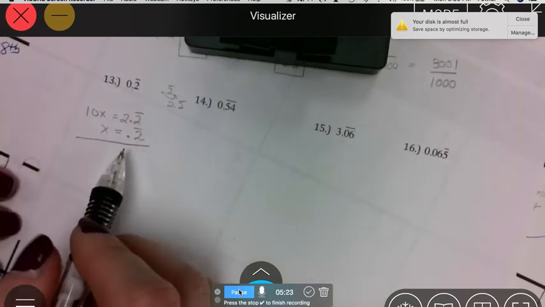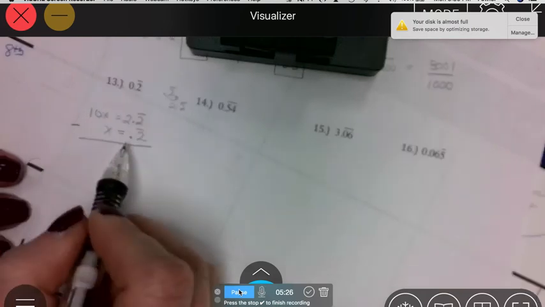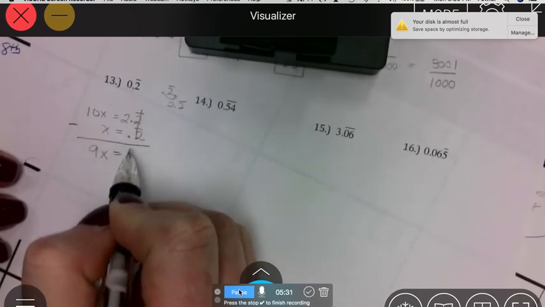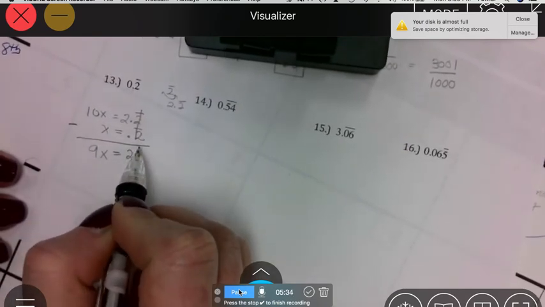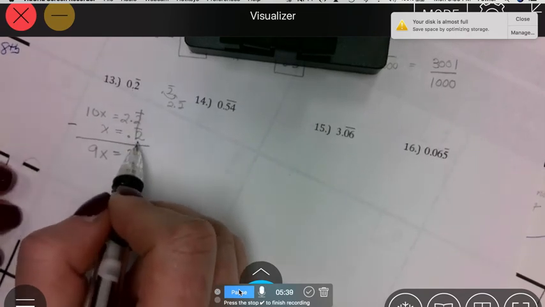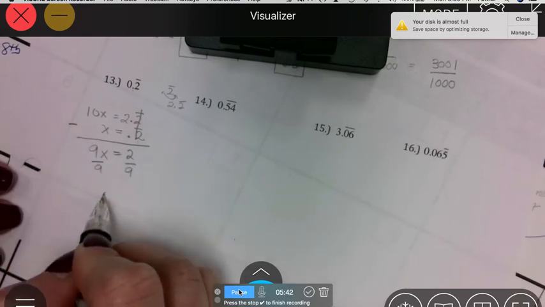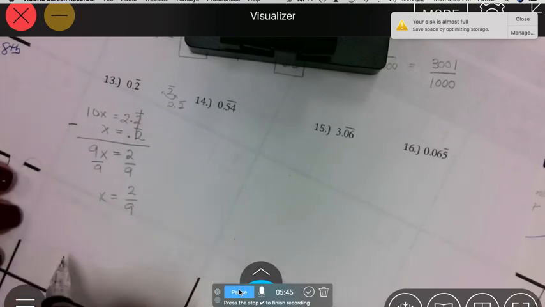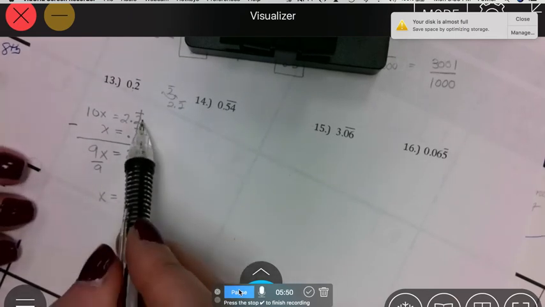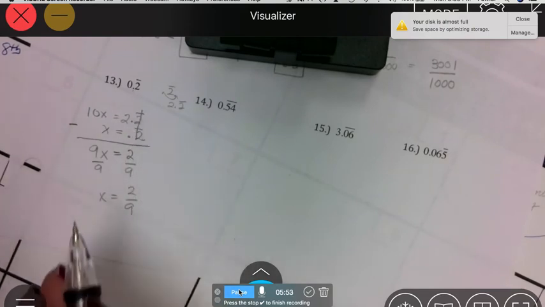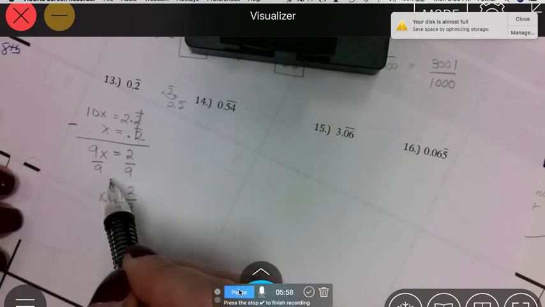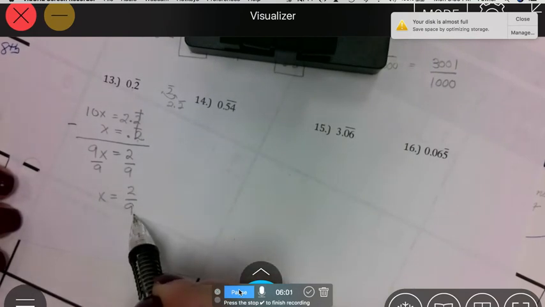What we're going to do with these equations is now subtract them. When we subtract them, we end up with 9x equal to 2, because the repeating part cancels, and that's the whole point of this. Creating two equivalent equations that, when we put them together, cancel the repeating part, and then when we solve, we come up with our fraction, 2/9. So that's really what we're doing: creating two equivalent equations that we can put together, cancel the repeating, and give us an equation that we can solve to get our fraction.